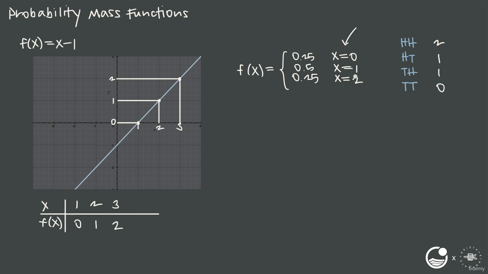Now, it's important that we say discrete random variable because we're only going to use probability mass functions to model discrete random variables, not continuous random variables. And the reason is because we have to be able to identify a specific probability for each outcome.